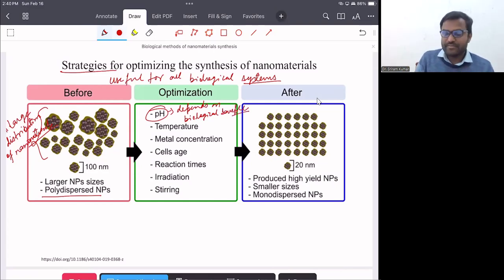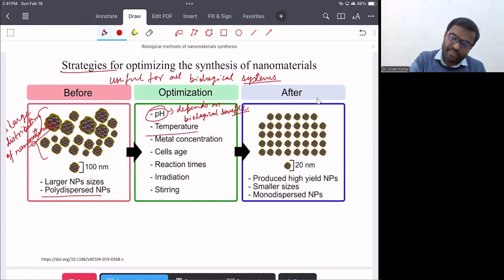Because some bacteria prefer acidic conditions and some bacteria prefer basic conditions, it depends. If the bacteria prefer acidic conditions, then a low pH favors faster growth of nanomaterial, and we have very good control over the particle size. And if the bacteria metabolize and grow in basic pH, then they will give good nanomaterial control at maybe pH 9 to 10. So it depends on the kind of bacteria, the biological sample we are using.